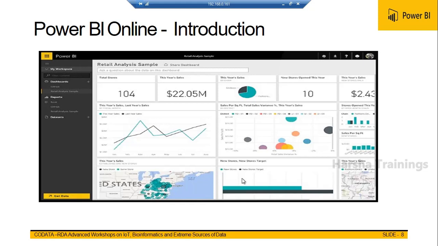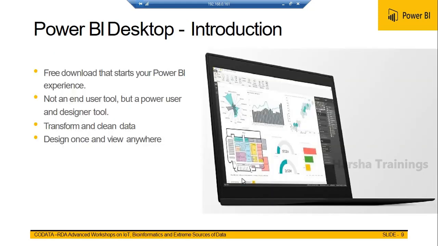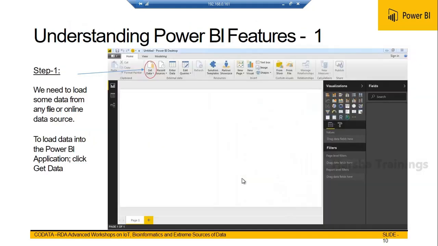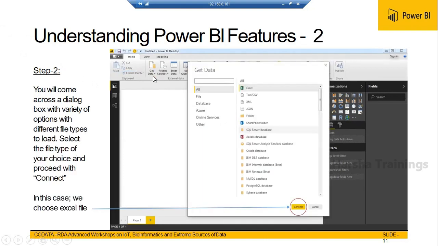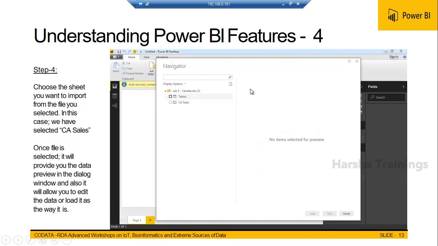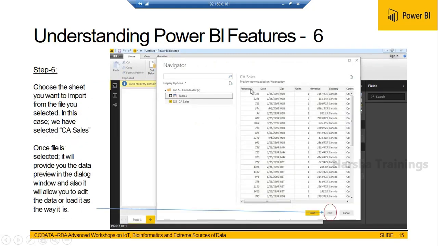And a sample of a Power BI dashboard. Power BI Desktop is a free tool you can download from the web, and you can create your reports on your local machines. Understanding of Power BI features: you can press Get Data, then select the data source. There are a lot of different data sources, right? You can see SQL Server database, Oracle database, IBM, a lot of data sources available. You can connect from Power BI and import the data.